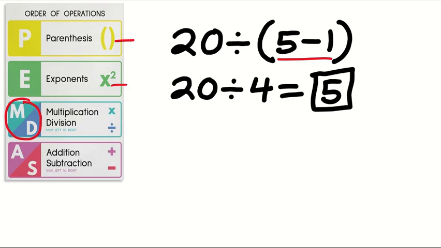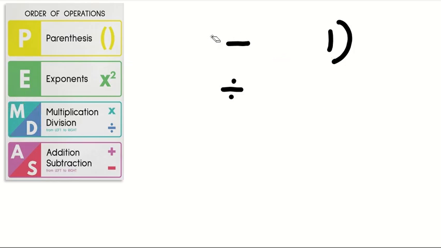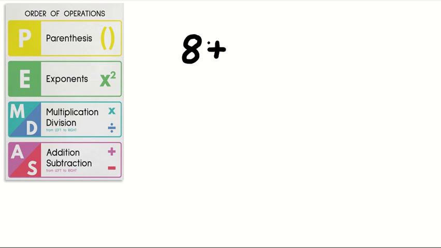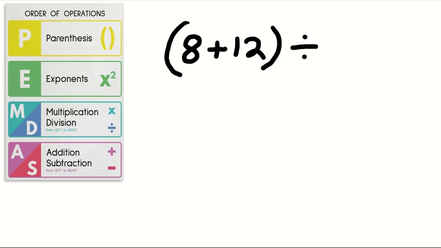Now, let's do a couple more examples like this just to drive this point home. What if we had something that looked like this? Wait for it. 8 increased by 12. And we put it all in parentheses. And then we divide the whole thing by 4. What do you think we're going to get?